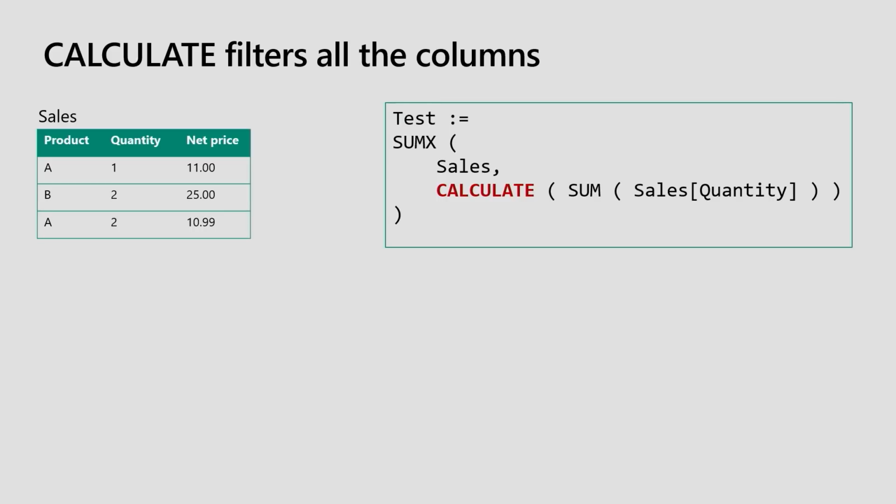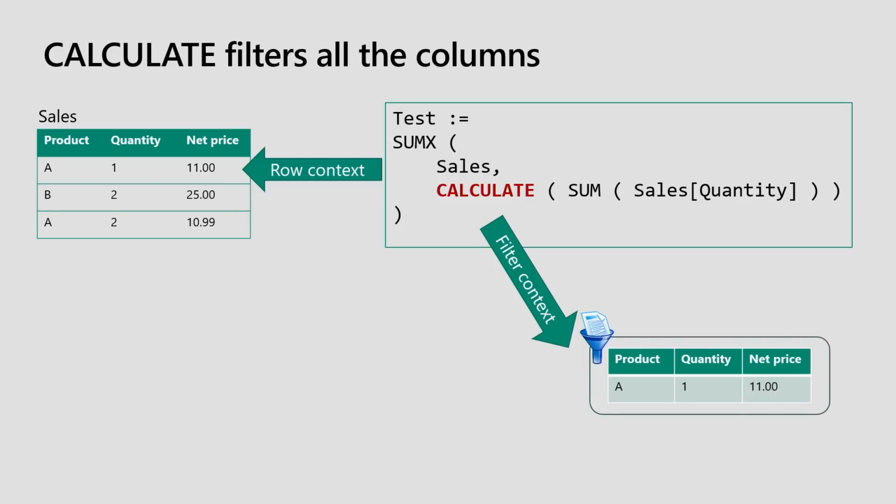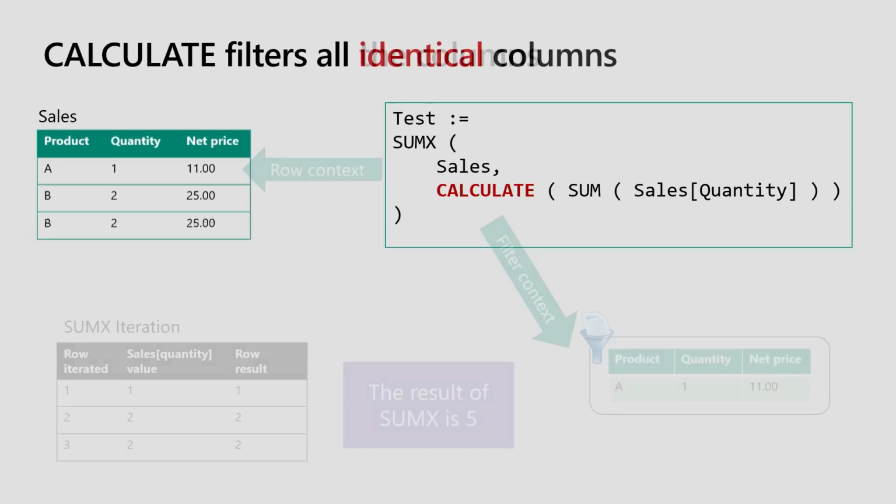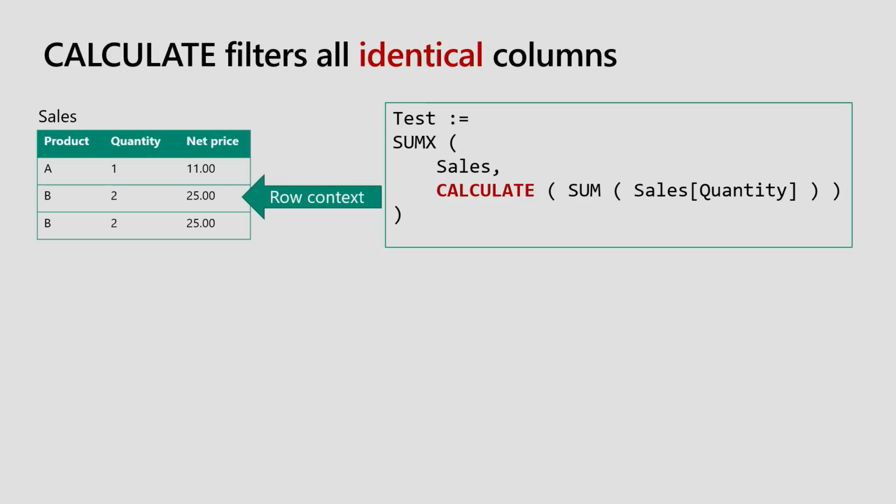Well, because the context transition transforms the current row context into a filter context, it means that all the columns become filters. A context transition translates every column into a filter. And what happens if you have two rows that have the same value? In this case, we have 3 different rows with 3 different values. That's fine. But in case we have the same value in 2 rows, then think about this.